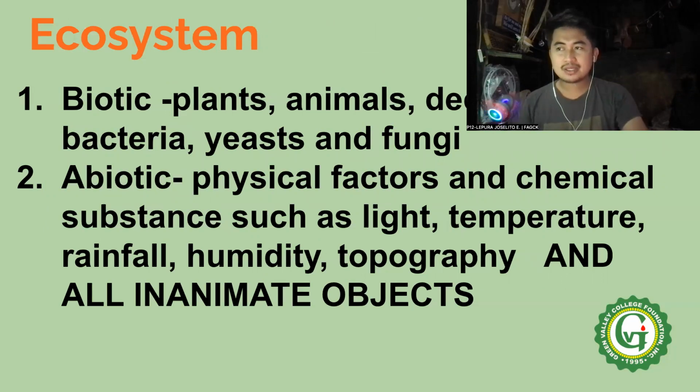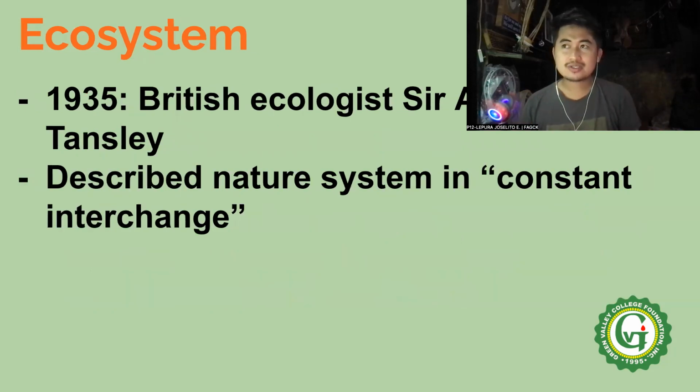Abiotic factors may include physical factors and chemical substances such as light, temperature, rainfall, climate, geology, all of those. All inanimate objects, meaning they cannot move on their own; they have no locomotion, no movement. Just remember that. Now, ecosystem, according to the British ecologist Sir Arthur George Tansley, is in constant interchange.